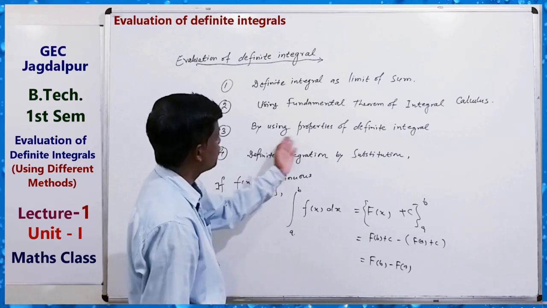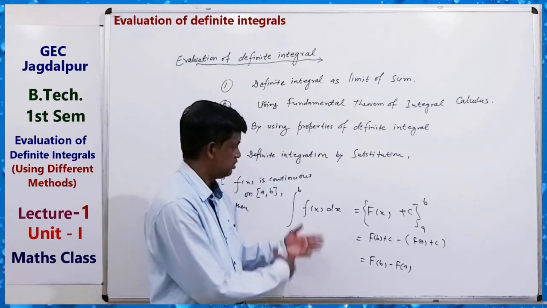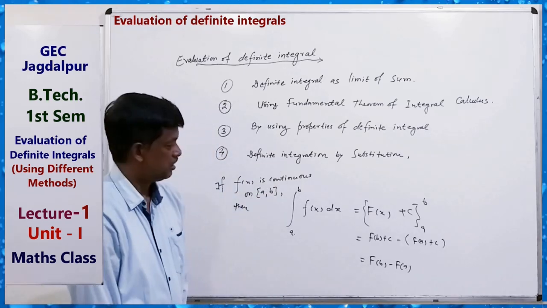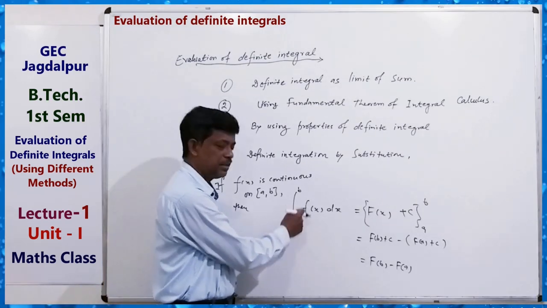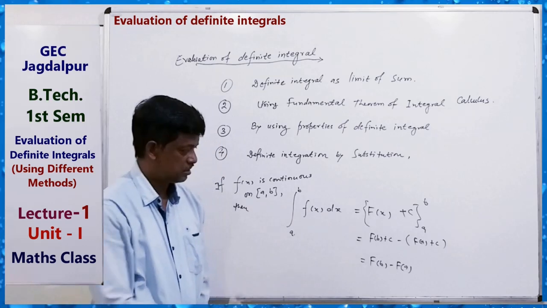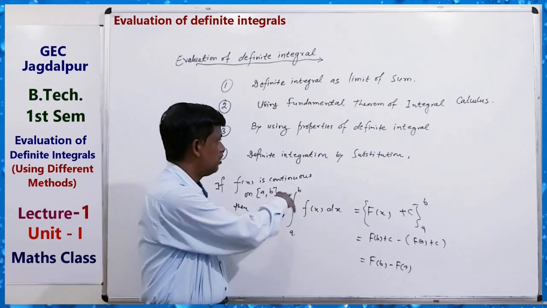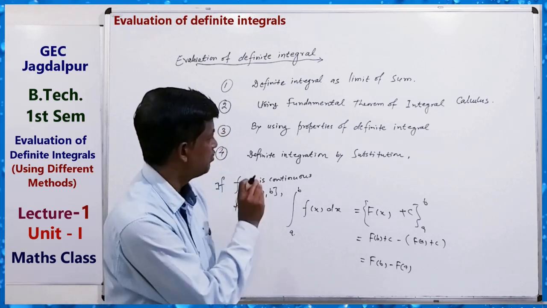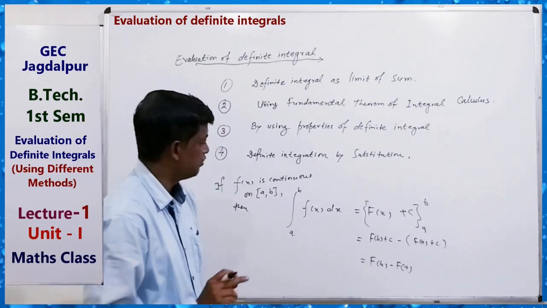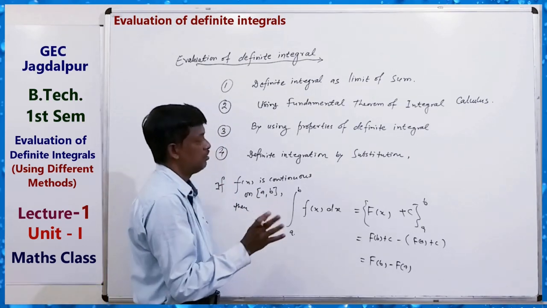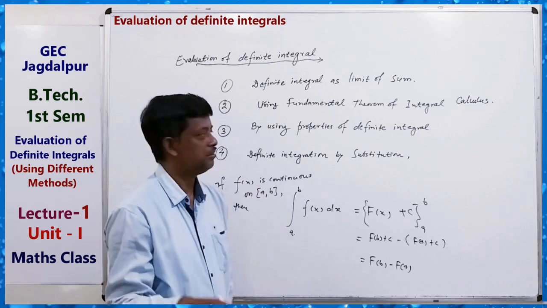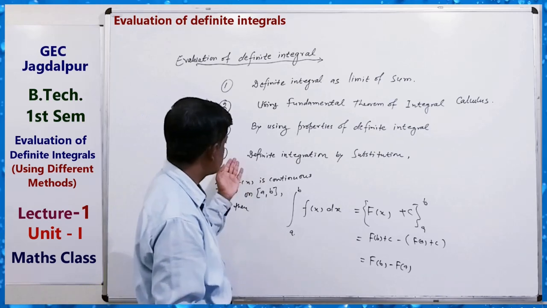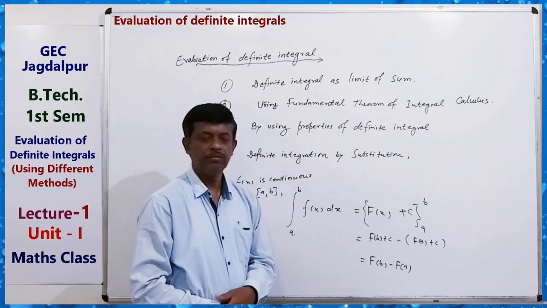By using properties: there are some properties associated with this integral. I will now summarize all the properties, because properties are very important for finding the value of definite integration. So definite integration can be found by this, or using properties, and also definite integration by substitution.